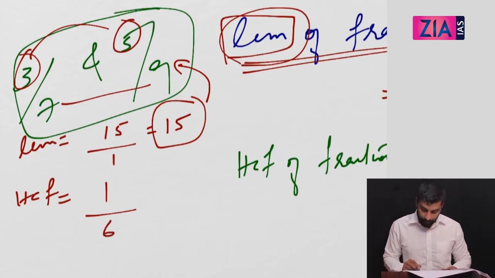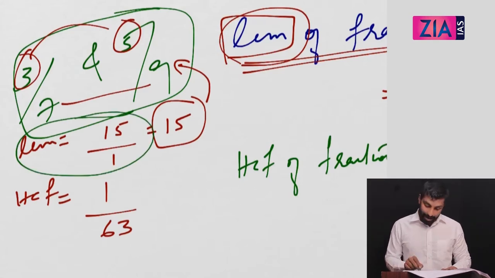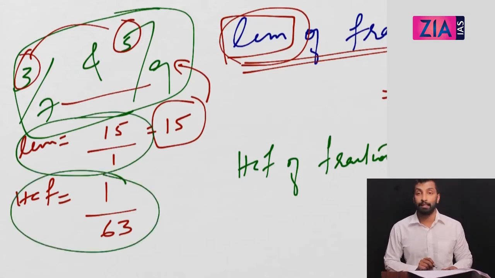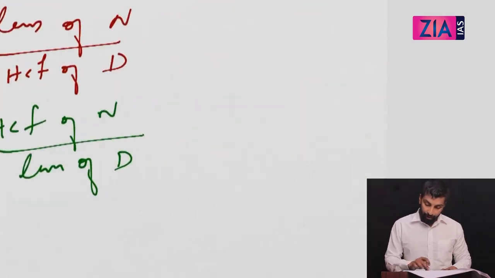So obviously this is going to be 63. So LCM of these two is 15. HCF of these two is 1 by 63. Now, what if you have three terms?